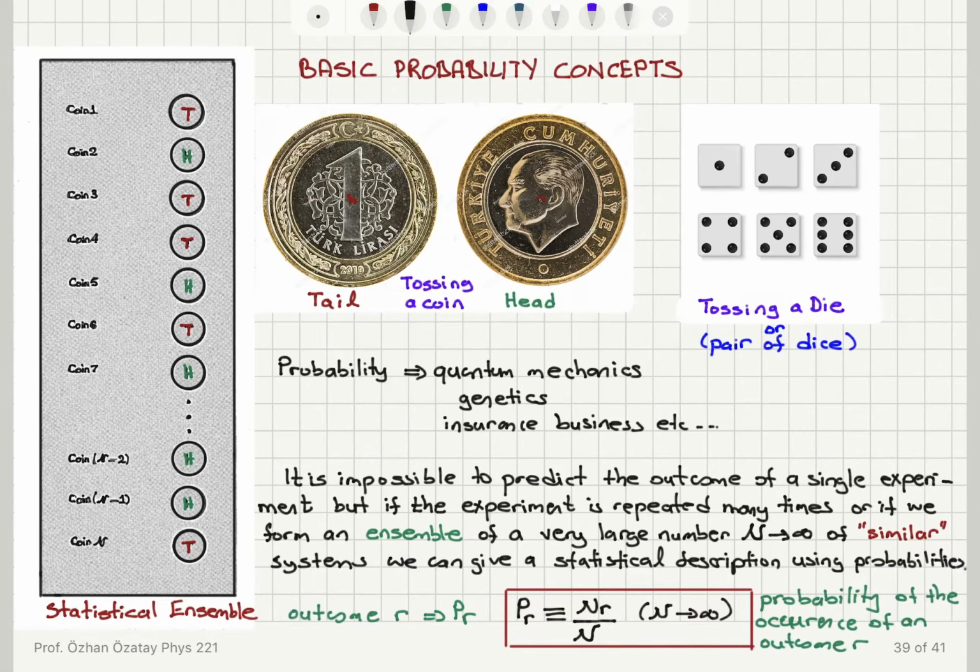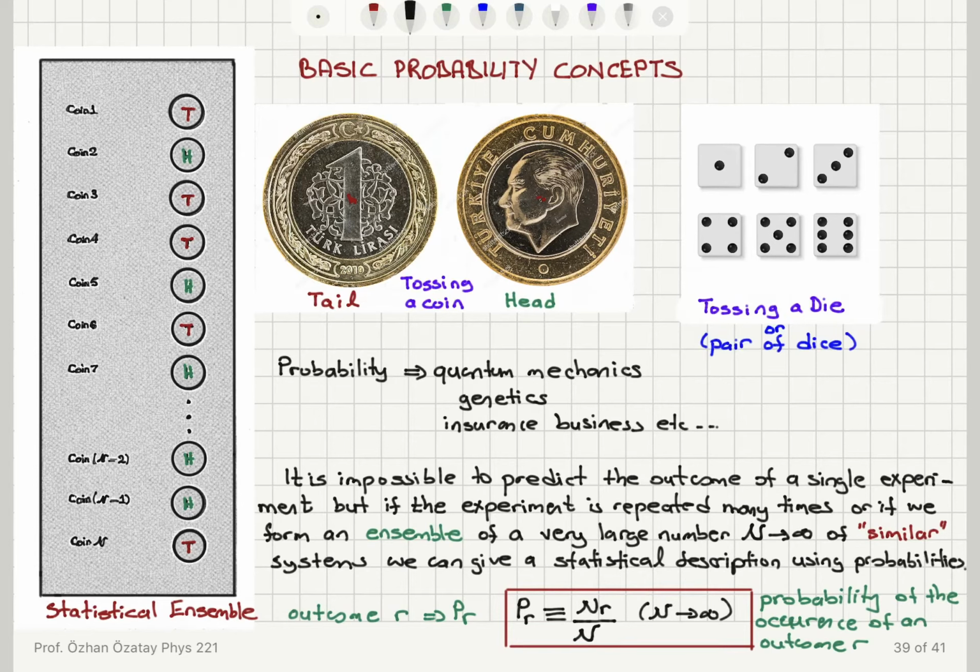When we are trying to describe a physical phenomenon, we refer to probabilistic descriptions frequently. For example, in quantum mechanics, genetics, insurance business, there are many applications of probability. It's an important concept to learn. The probability, another name for it, as we have mentioned before, is relative frequency of an event. So when you do an experiment, for example, tossing a coin, it's impossible to predict the outcome of a single experiment. In order to predict the outcome, you would actually form a statistical ensemble.